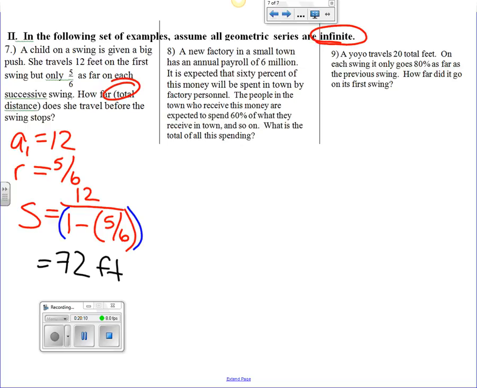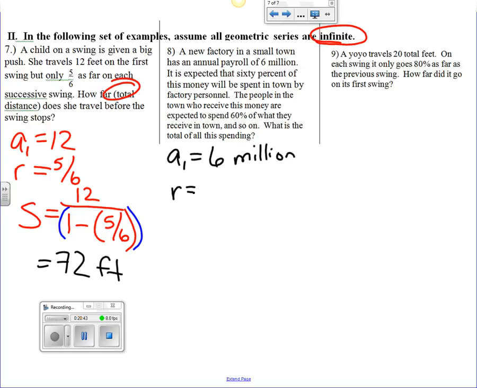Go ahead. With the factory of small annual payroll of 6 million, it is expected that 60% of this money will be spent by factory personnel. The people in the town who receive this money are expected to spend 60% of what they receive in town and so on. What is the total of all this spending? Thank you, Jalen. Jacob, what is the 6 million you think? A1, very good. Austin, what do you think R is? Very good.